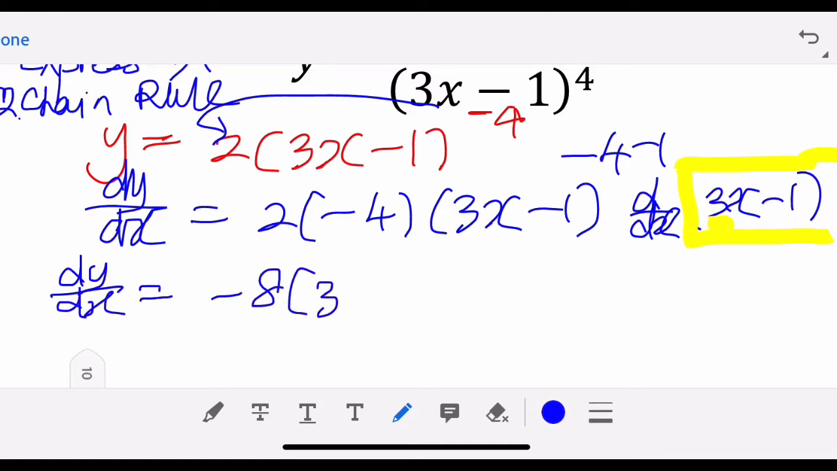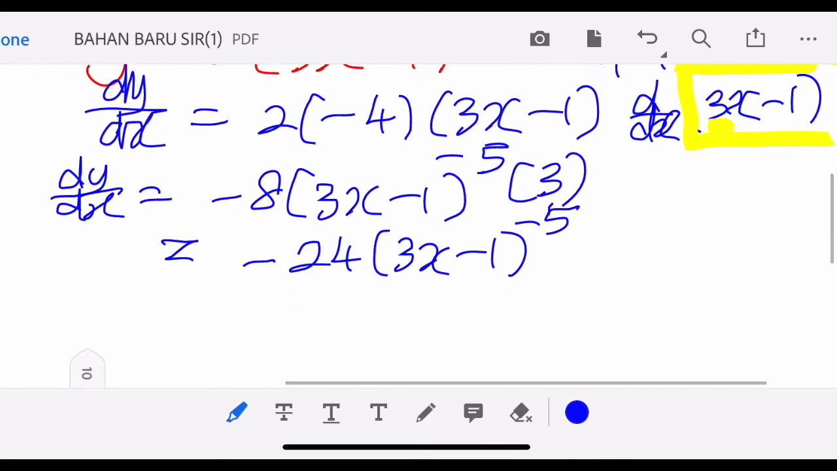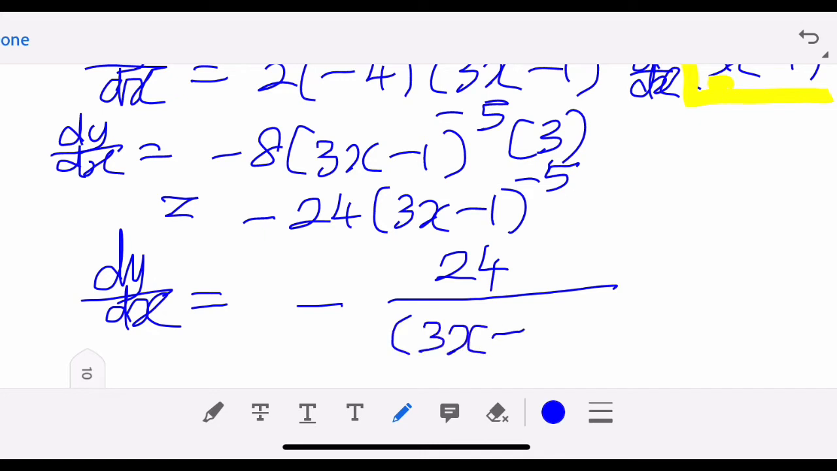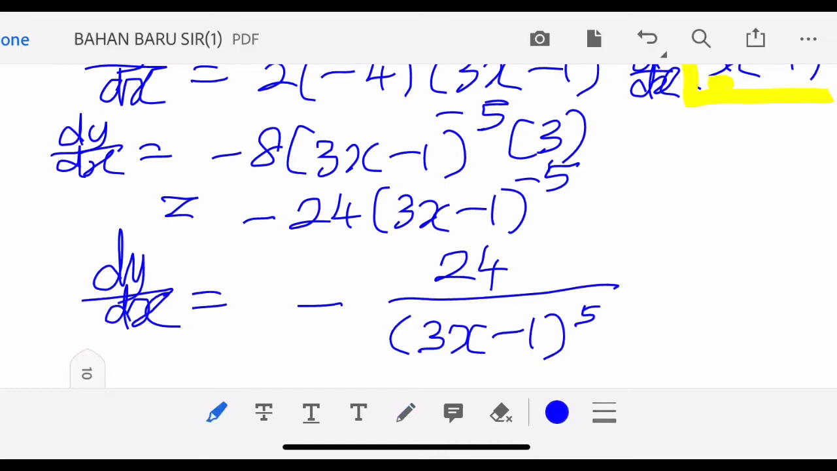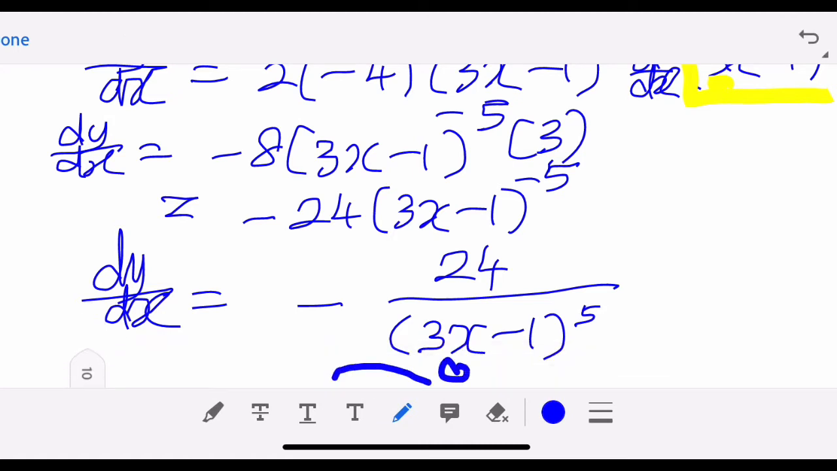So now we simplify, become negative 8 times 3x minus 1 to the power of negative 5. And then there is a 3 because we differentiate 3x minus 1. Okay, so now we just multiply the 3 to the negative 8, it becomes negative 24. Then bracket 3x minus 1 to the power of negative 5. So finally, you have to express your answer in fraction like this, so that the index negative 5 will go down, become positive. That is so-called the simplest answer, alright? Okay, don't forget to differentiate, alright, in the bracket one.